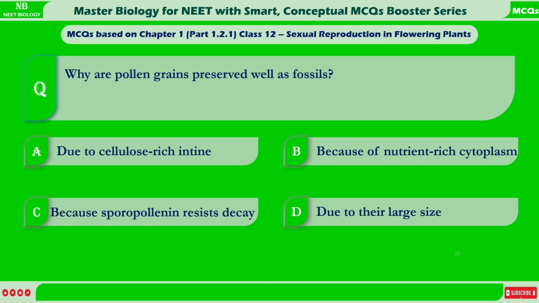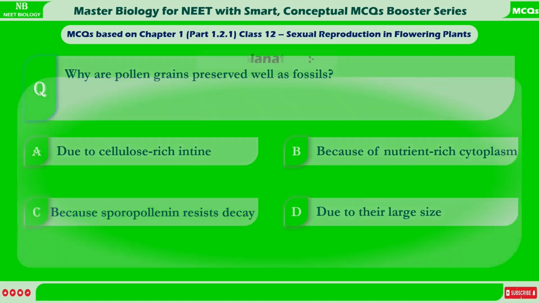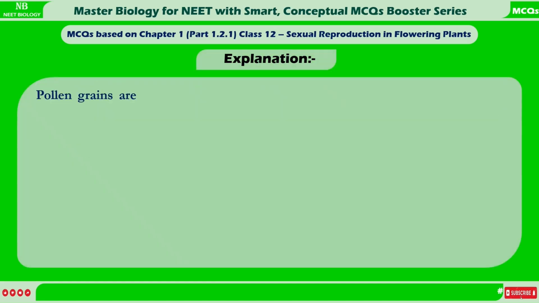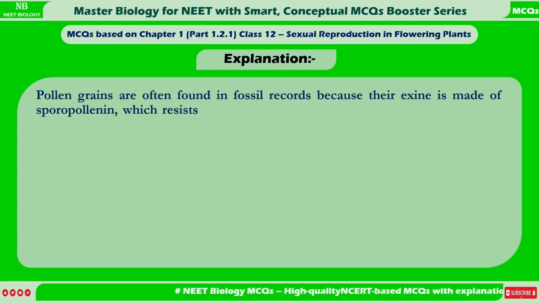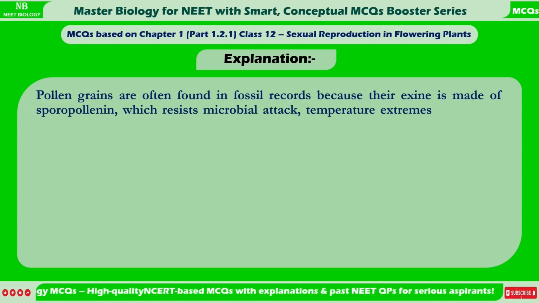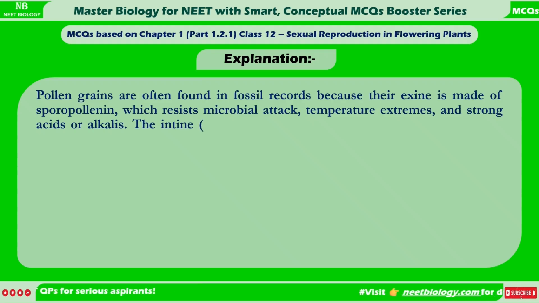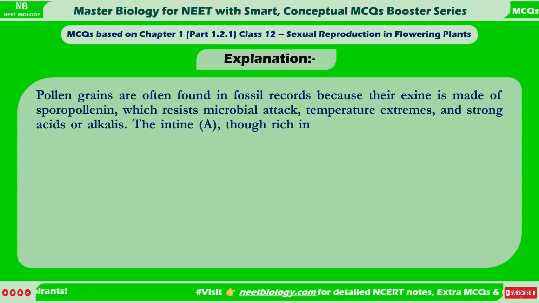Correct answer is C, because sporopollenin resists decay. Explanation. Pollen grains are often found in fossil records because their exine is made of sporopollenin, which resists microbial attack, temperature extremes, and strong acids or alkalis. The intine, A, though rich in cellulose, is not as durable.